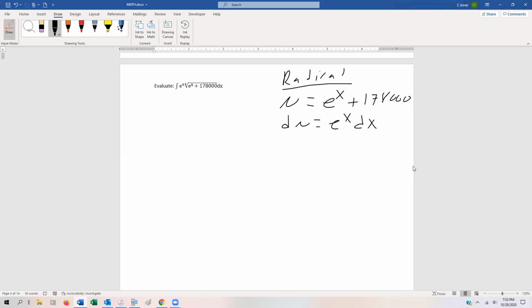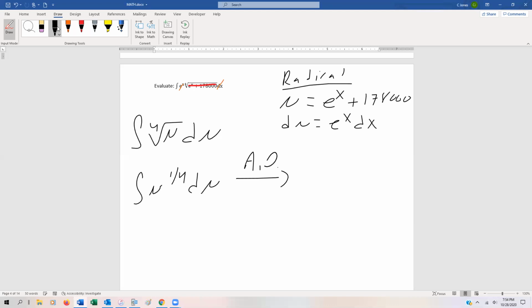And the good news is that e to the x dx is right here, and that's just going to be our du. And then what's underneath is going to become u. All right, so what does this integral become? Well, it's going to become the fourth root of u, and then e to the x dx is going to be du. From here, we just write this as u to the 1/4 du, just like we were going for differentiation.